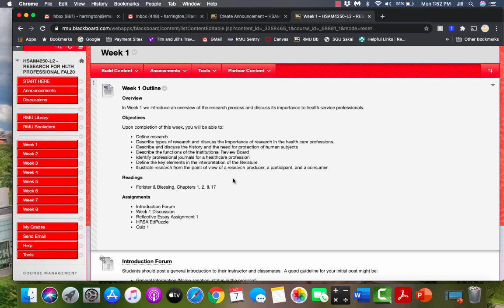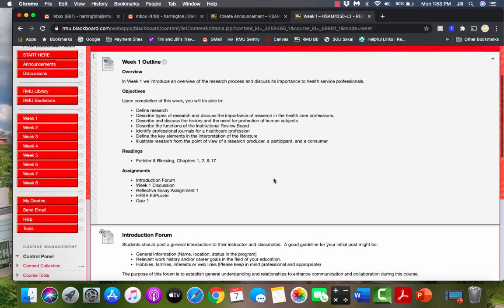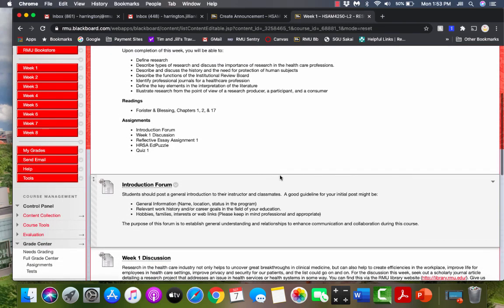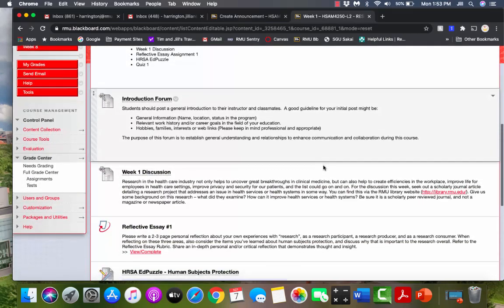Week one was just kind of starting to get the introduction to research, the research world, different types of research, important committees and organizations like the Institutional Review Board or IRB, etc. So that was our reading and study for this past week.